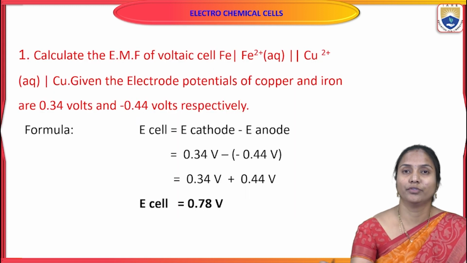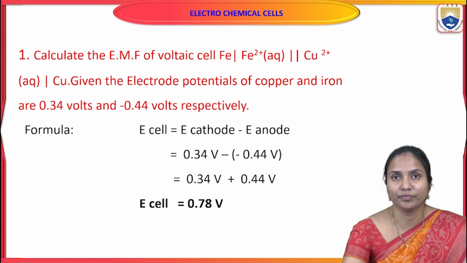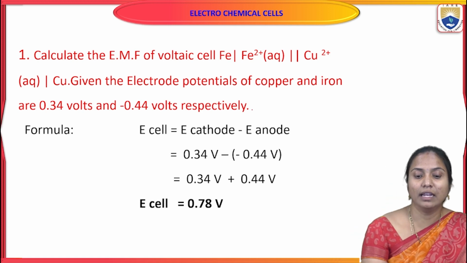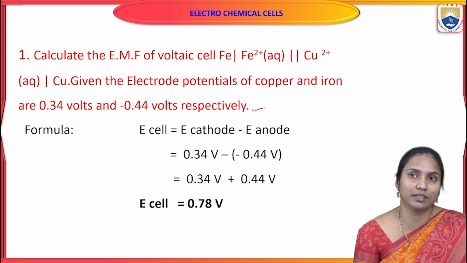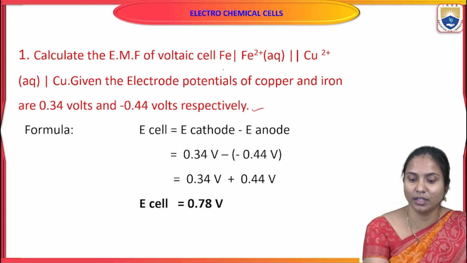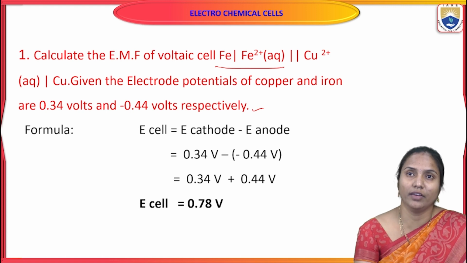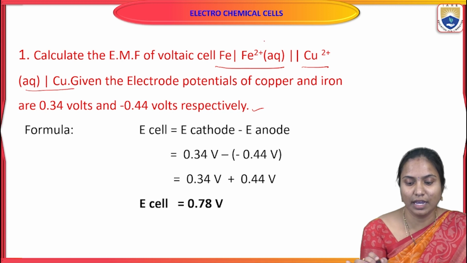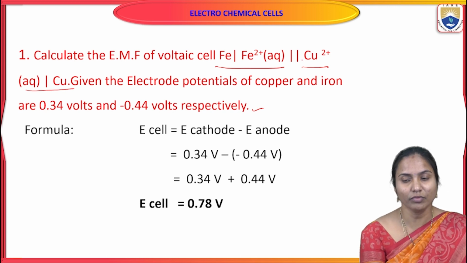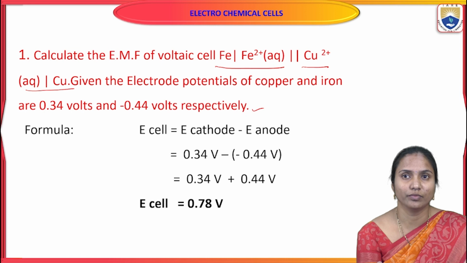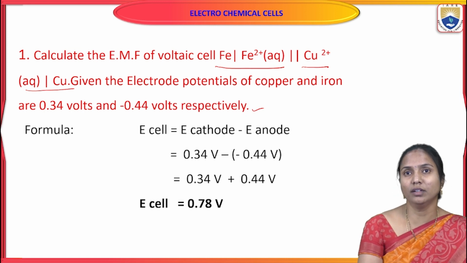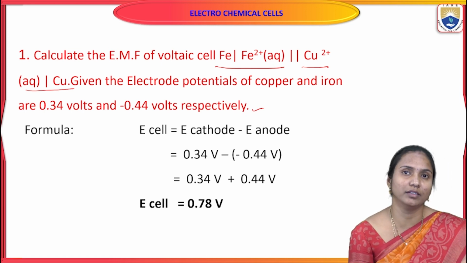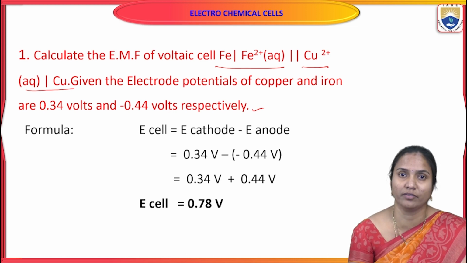Now we'll discuss a few problems related to EMF. So what is the problem? Calculate the EMF of voltaic cell or electrochemical cell or Daniell cell. Here are given iron, Fe2+ and copper 2+, copper. So here iron acts as anode, copper acts as cathode. Given the electrode potential of copper and iron are 0.34 volts and 0.44 volts respectively.